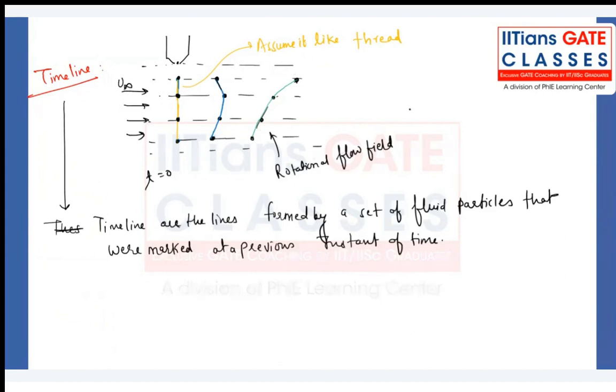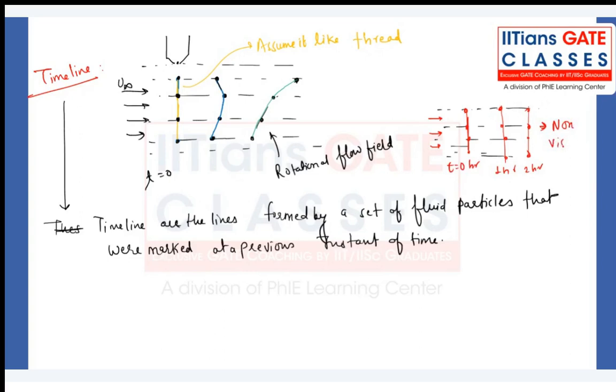But for example, we have the fluid particles and the thread, something like this, that were initially straight, and they were straight even after the flow is happening. They will be straight all the time. Then what we can say at t equal to 0, 1 hour, 2 hours is that this is nothing but a non-viscous flow field.